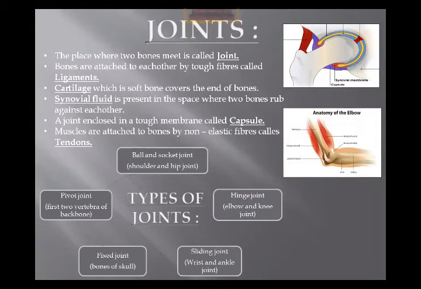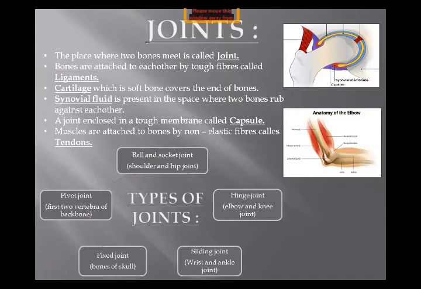Bones are attached to each other by a tough fiber called ligament. Look here, this red part in the picture is ligament. Ligament is a tough fiber, and it attaches the two bones which need to join. And next to the ligament, the cartilage. Cartilage is the soft bone. Do you know our external ear is also made up of cartilage? And we can fold and twist our ear easily. So by this you can imagine how soft cartilage is.